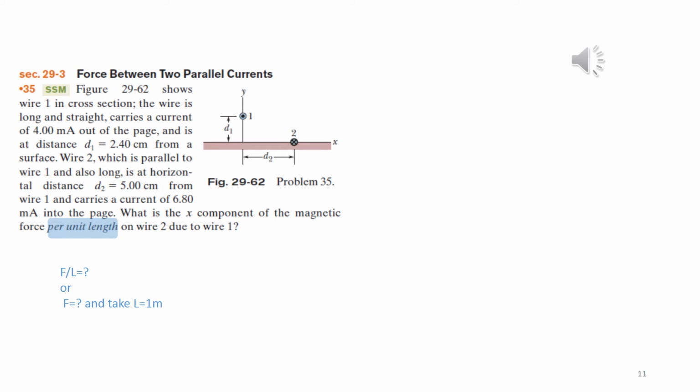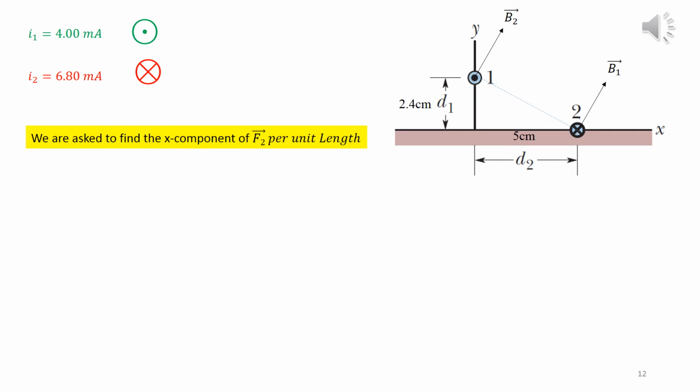What does "per unit length" mean? It means you can take L as 1 meter, or you get the fraction F over L. Because L is not given, it's easier. Okay, now the magnetic field is tangent to the circle, meaning perpendicular to the radius, so B is perpendicular to the radius, from cause to effect, the direction being the dotted line you see in front of you.